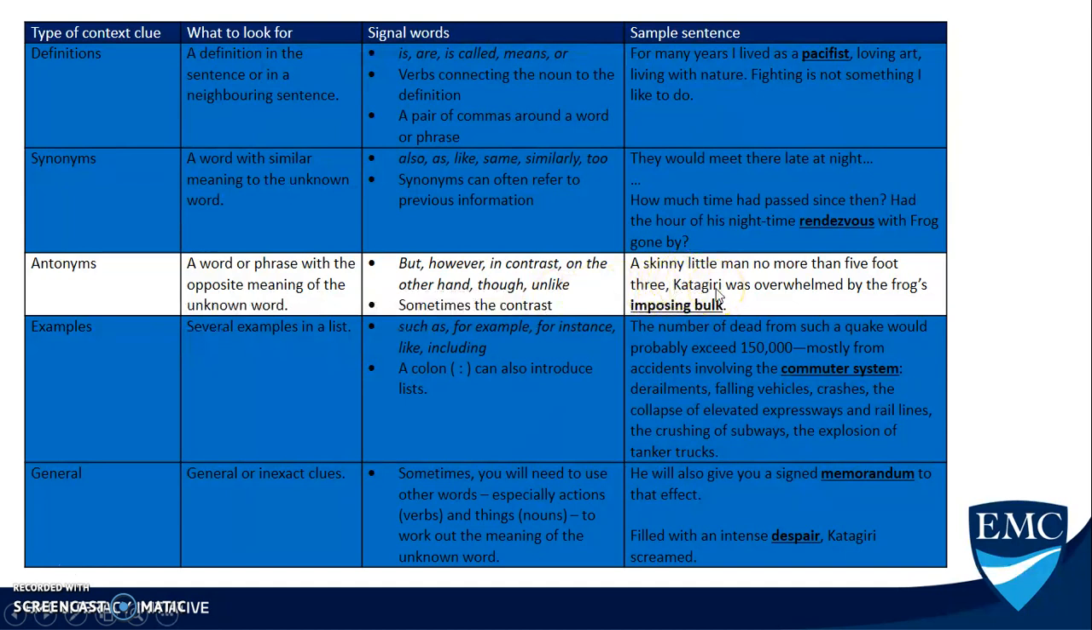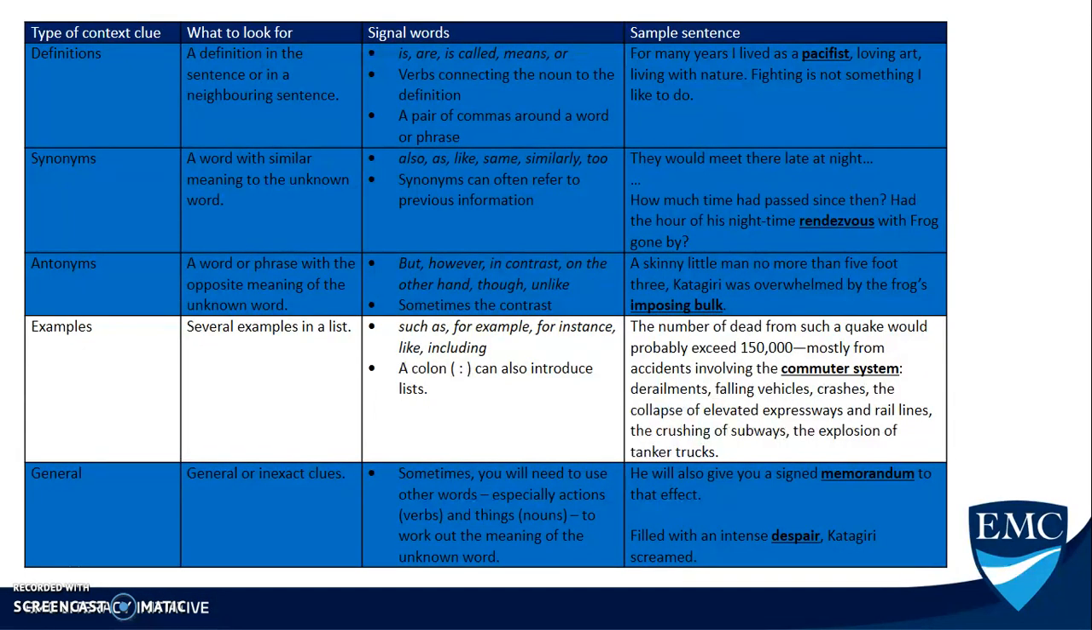So this sentence that we saw earlier, a skinny little man no more than 5'3", Katagiri was overwhelmed by the frog's imposing bulk. We have mention of Katagiri's height, him being a skinny little man, followed by him being overwhelmed by the frog's imposing bulk. Now, you don't need to know exactly what these mean, but this kind of movement from talking about Katagiri as small, we could make a little bit of a guess to say that maybe imposing bulk is about the size of the frog. Okay, and this would be based on the idea of opposites occurring kind of in a similar space.